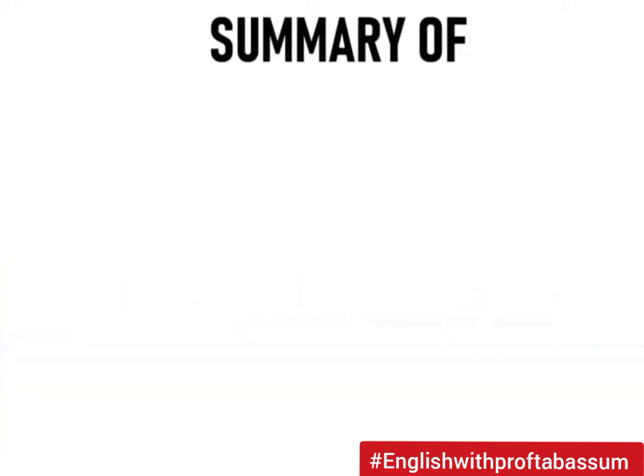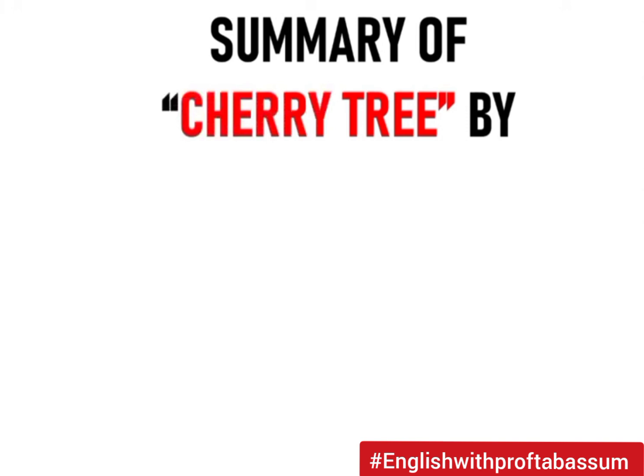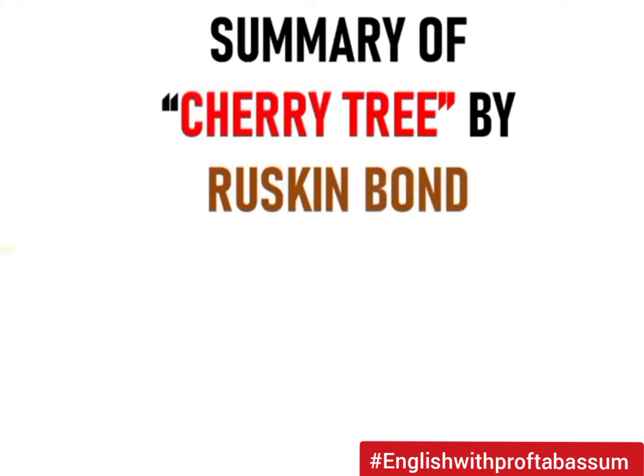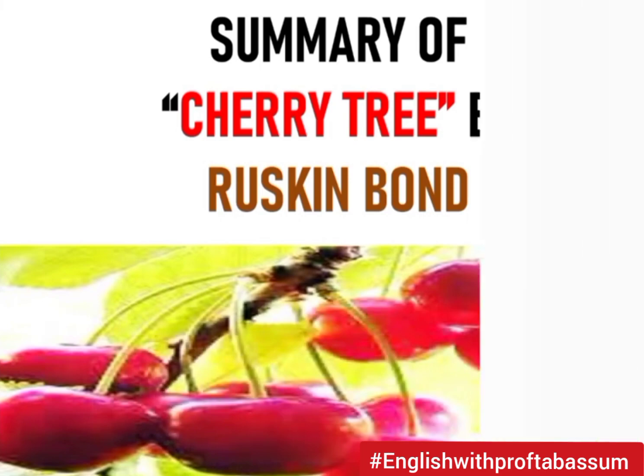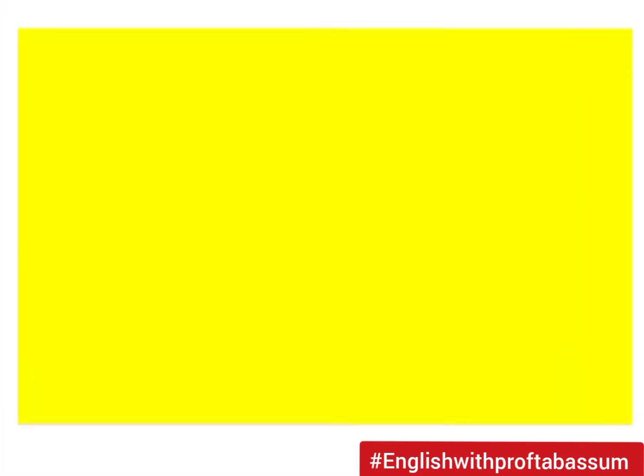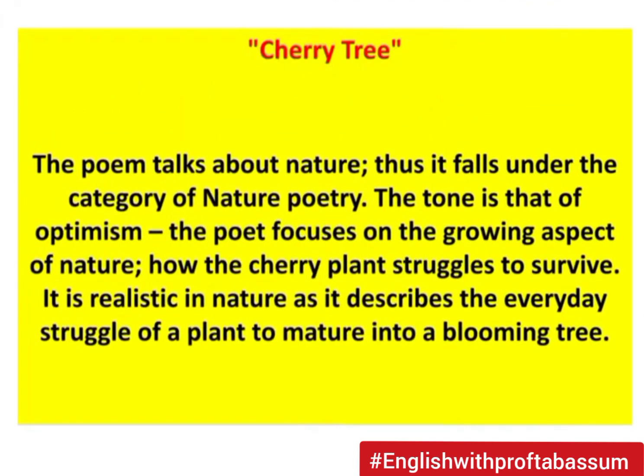Today we are going to learn the summary of a very famous poem, Cherry Tree, written by Ruskin. The poem talks about nature. Thus, it falls under the category of nature poetry. The tone is that of optimism. The poet focuses on the growing aspect of nature, how the cherry plant struggles to survive. It is realistic in nature as it describes the everyday struggle of a plant to mature into a blooming tree.